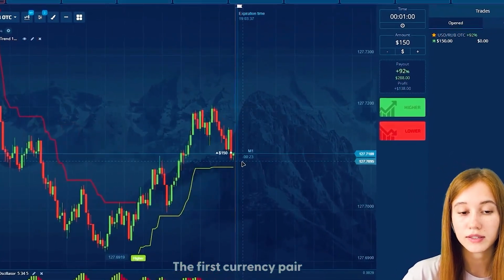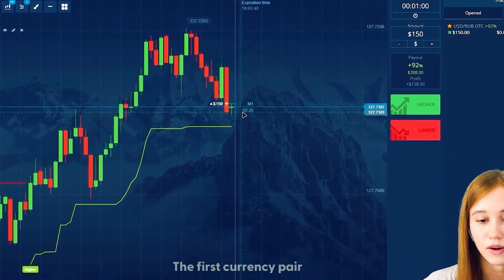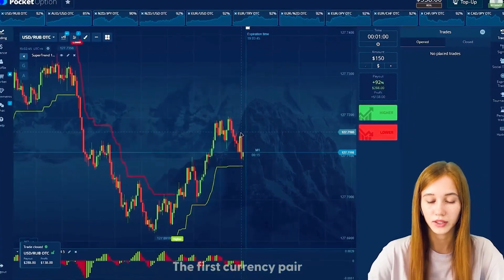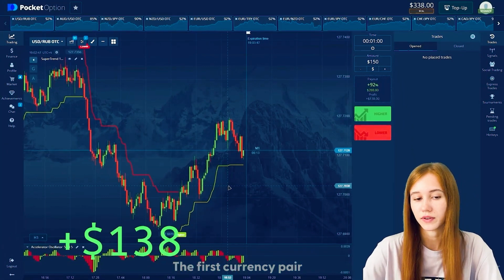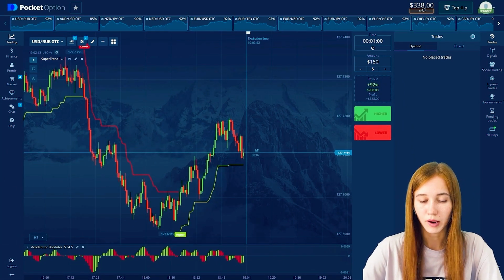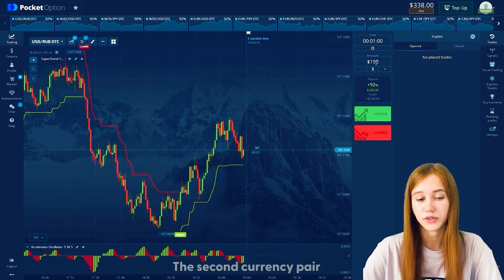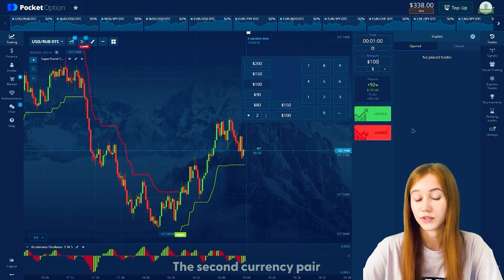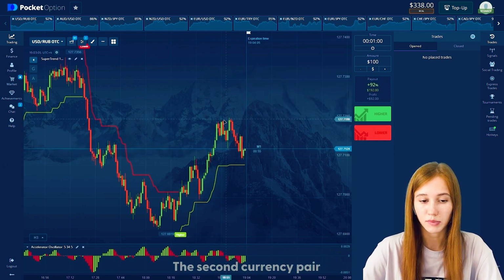So there are 80 seconds until the end of our trade. We can zoom it. Good, plus deal, profit $138. So $338 on my balance. Let's reduce the deal amount to $100 for now, as the balance is not very large. Let's move on to the next currency pair.